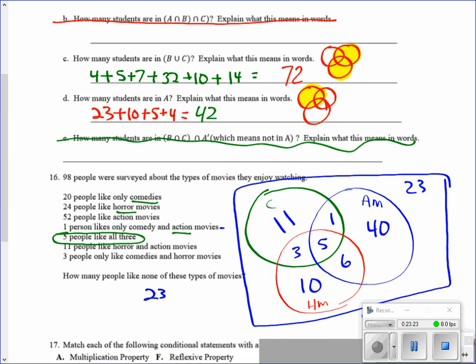Okay, again, I started with the 5, and then it said at some place 3 people like comedies and horror movies only, right? Comedies and horror movies only. And so this person right here, this 3 are people who like comedy and horror movies, right? But they don't like action movies. They only like those. So that's why I put a 3 there. There's a total of 8 people who like comedies and horror movies, but that's not the information they told me.